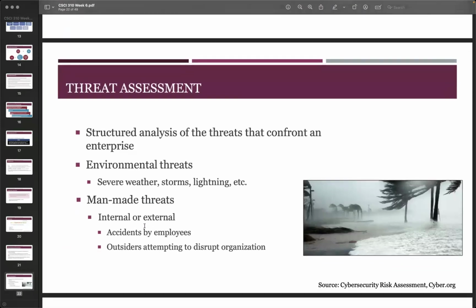Right here, for the threat, okay, a structured analysis of the threats that confront an enterprise. For the environmental threat, it's like weather, storm, lightning, or similar. Of course, for the environment, we have no way to avoid it. It's really going to happen, so just always have a backup. But for the human threat, we try to do prevention. We have something called internal or external. And by the external, like maybe the employees or outsiders that attempt to disrupt the organization, all of it is possible.